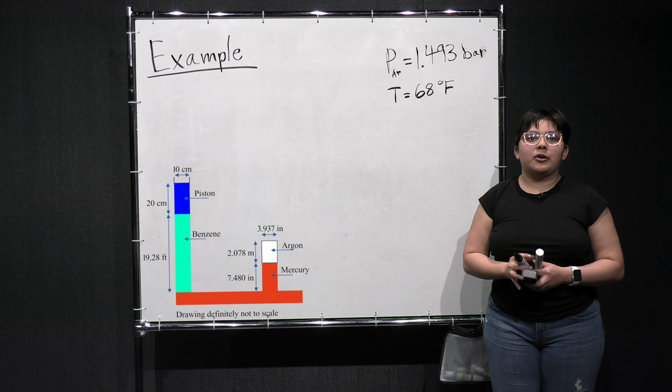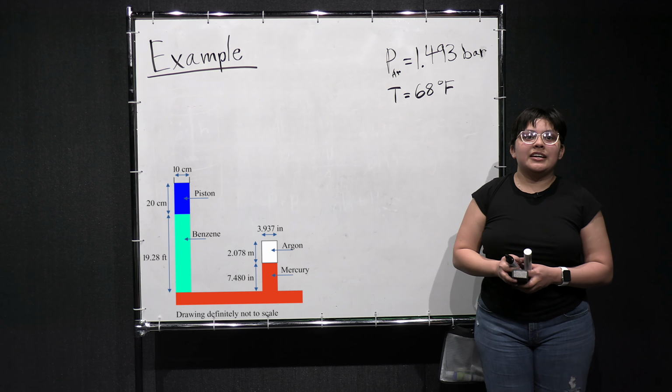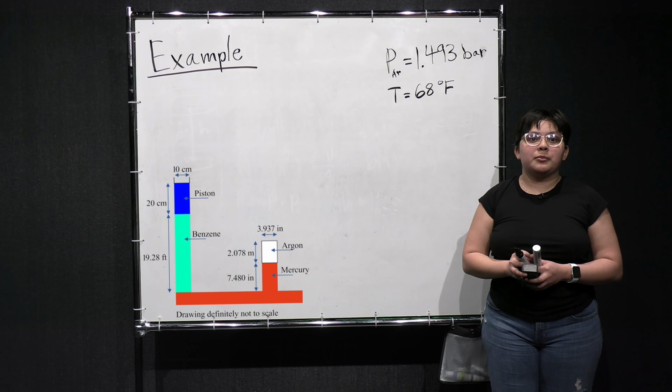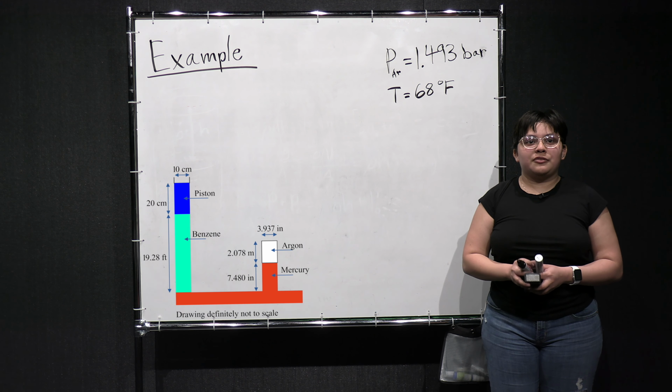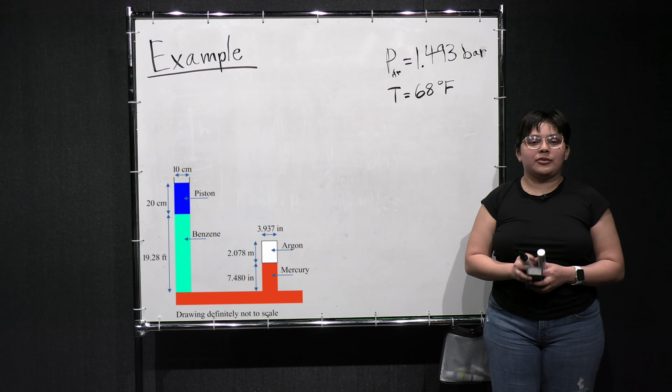The data we have are that the density of benzene is 879 kilograms per meter cubed. The density of mercury is 13,546 kilograms per meter cubed, and the local atmospheric pressure above the piston is 1 standard atmosphere.